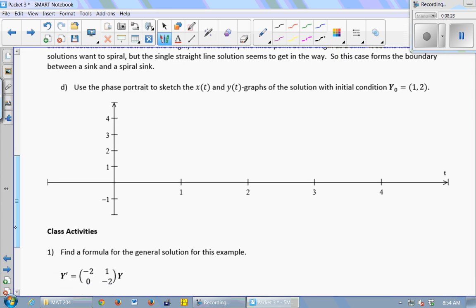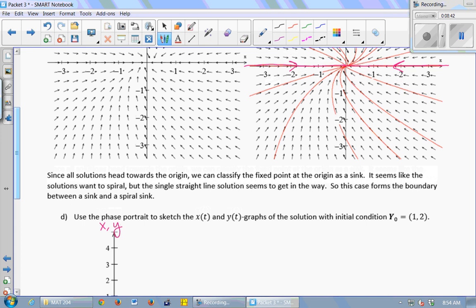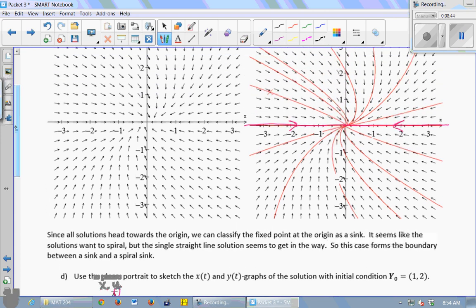All right, so I want to use this phase portrait to try to sketch the graphs of x of t and y of t solutions using the initial condition (1, 2). Right, so that means that the initial x value is 1 and the initial y value is 2. So I've got this solution plotted. That's my initial condition. So just as we follow this solution path towards the origin, what happens to the x values?